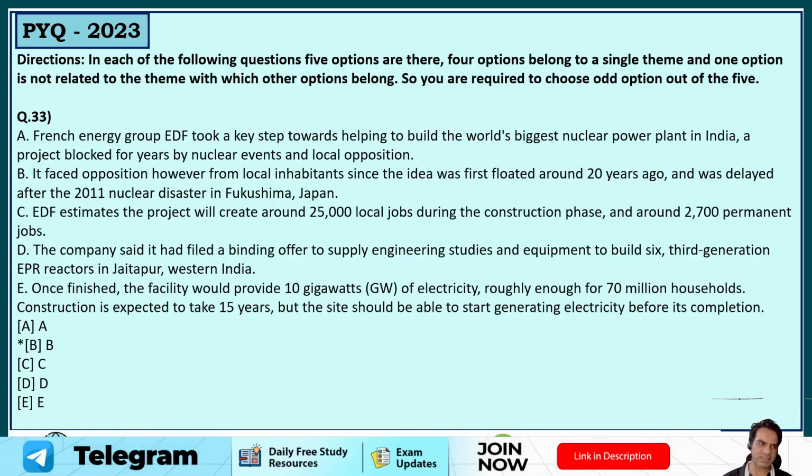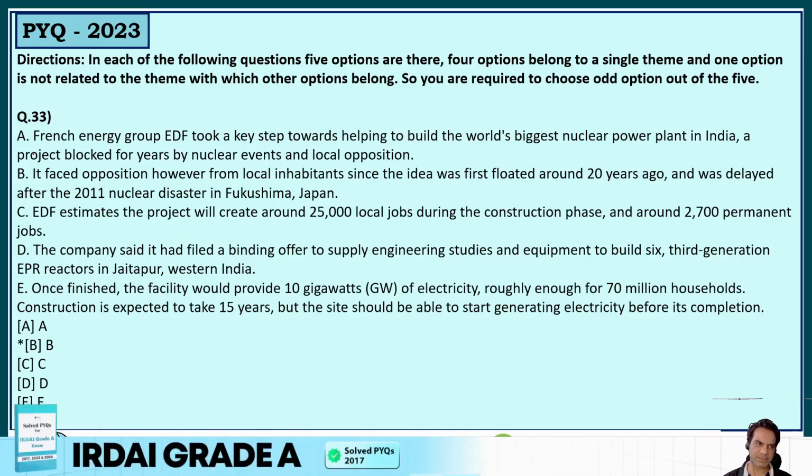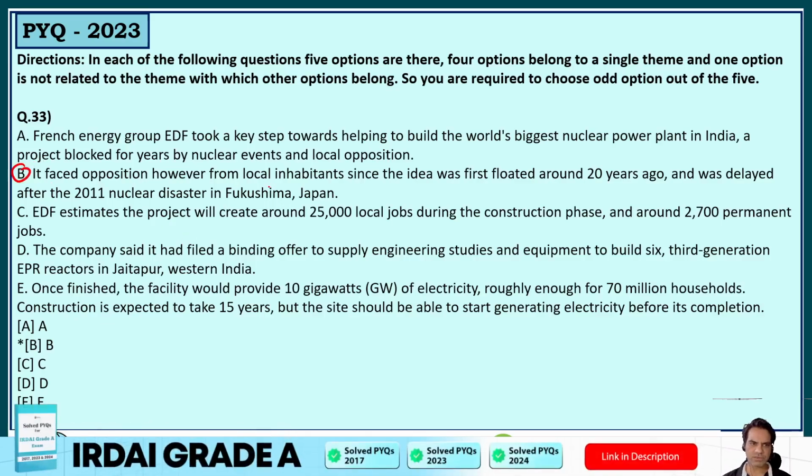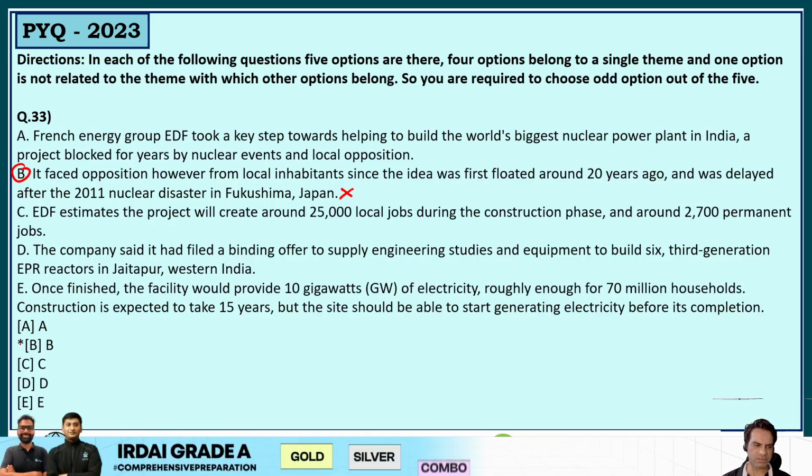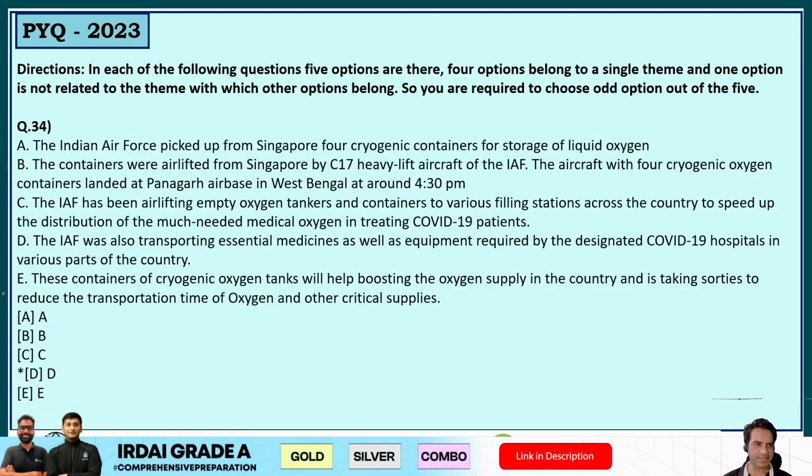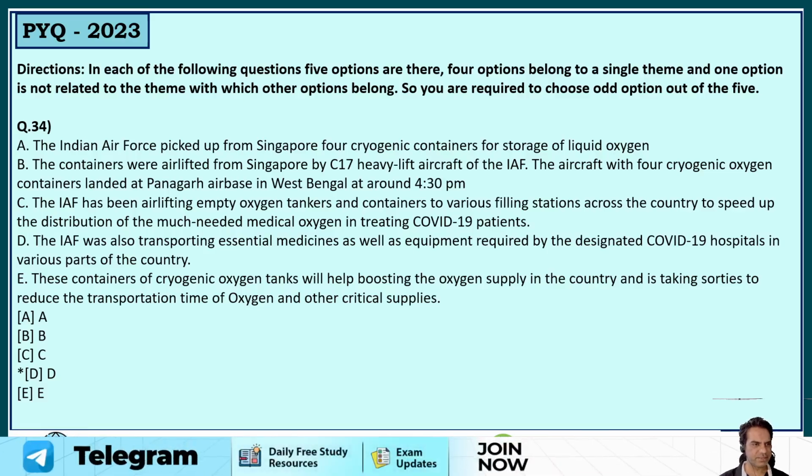So all these sentences talk about what the company is doing, but except B. It faced opposition from local inhabitants since the idea was first floated. This is again about the past, about Fukushima in Japan. So option B is your correct answer. Next, you have to find the odd one out.